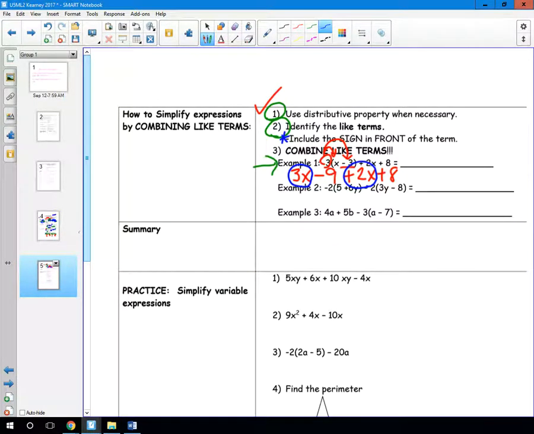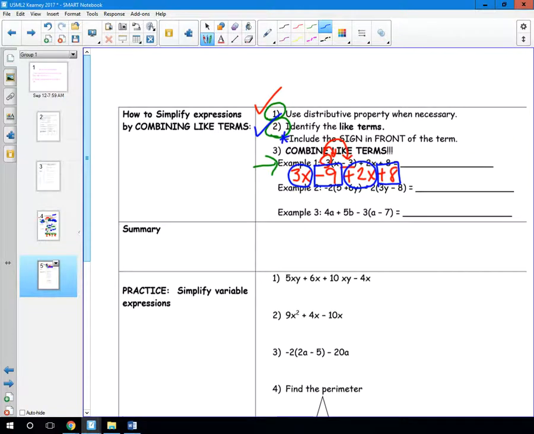Okay? Now I'm going to maybe pick a different shape to show my other terms. So I might do a square. Okay? What is like negative 9? What's a like term to negative 9? That 8. And what do we have to include with the 8? The sign in front. Okay, so step 1, we use distributive property. Step 2, we have used shapes to identify the like terms. And then our third and final step is to combine those like terms.